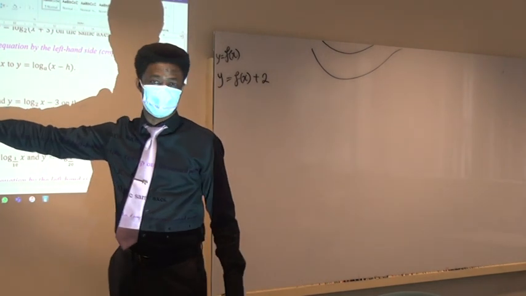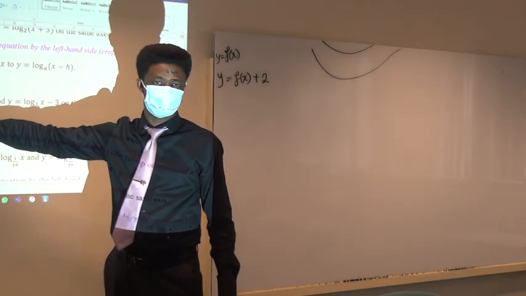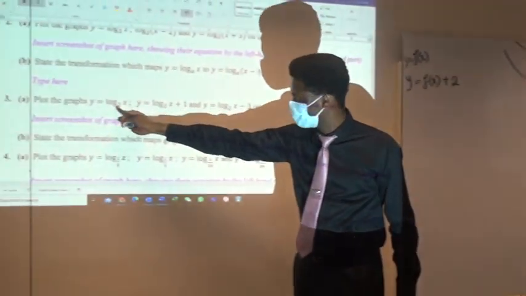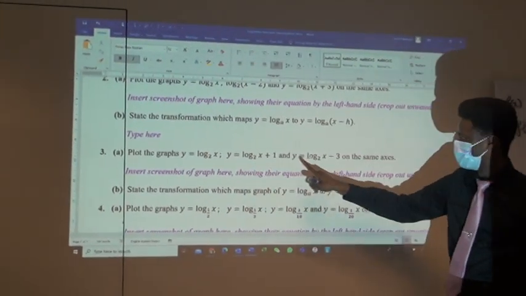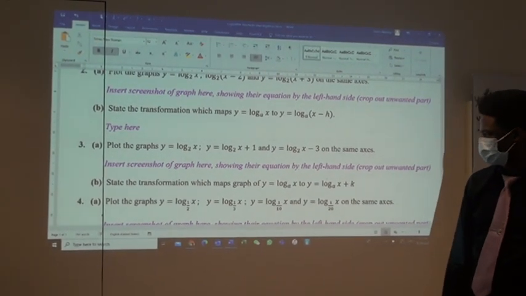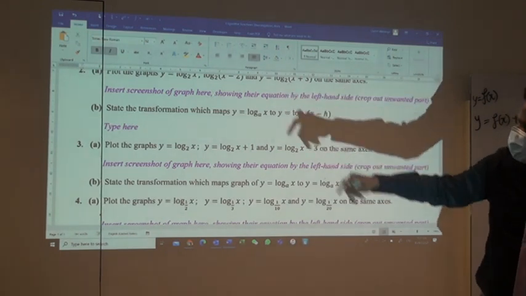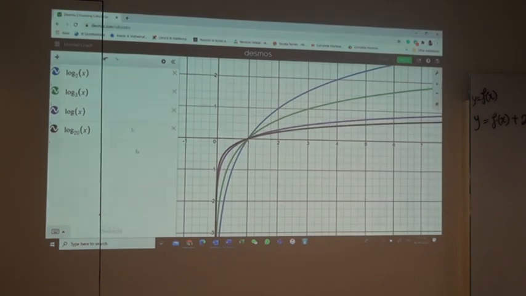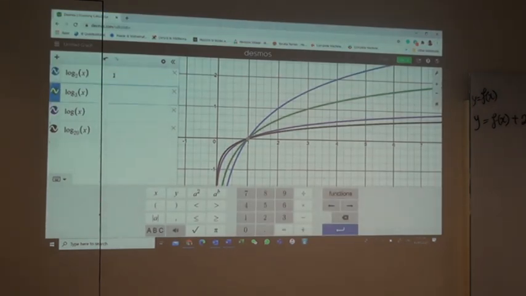As long as they are the same. This is log base 2, log base 2x. Okay? Let's combine these two together. Log base 2x.